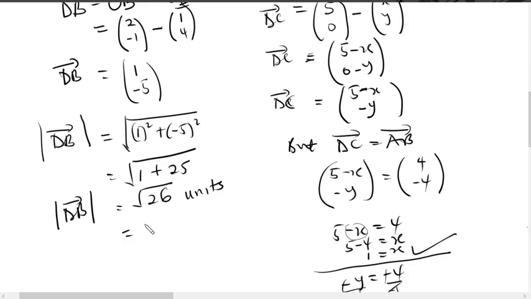So when you convert this to decimals, you get something like 5.1 units if you want. All right, so that's how we do it.